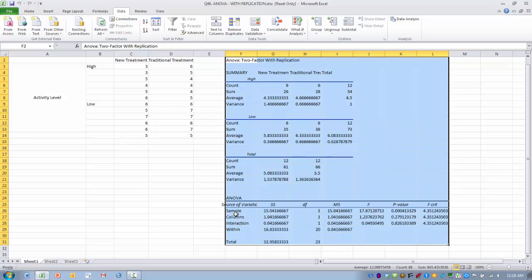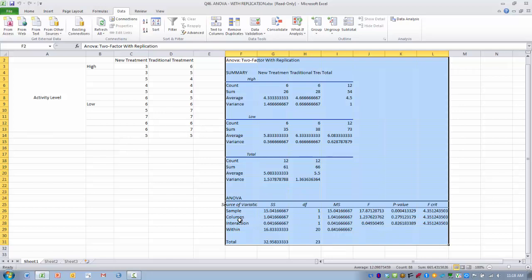So the first row we can look at is the sample row, and this refers to the difference between the groups that are in the high activity level versus low activity level, regardless of what treatment they received. So we're just looking at the main effect now of activity level. And here's the F-score of 17.87, and here's the p-value, and this is much less than 0.05. So it appears that activity level has a significant effect on depression level, regardless of the treatment they received.